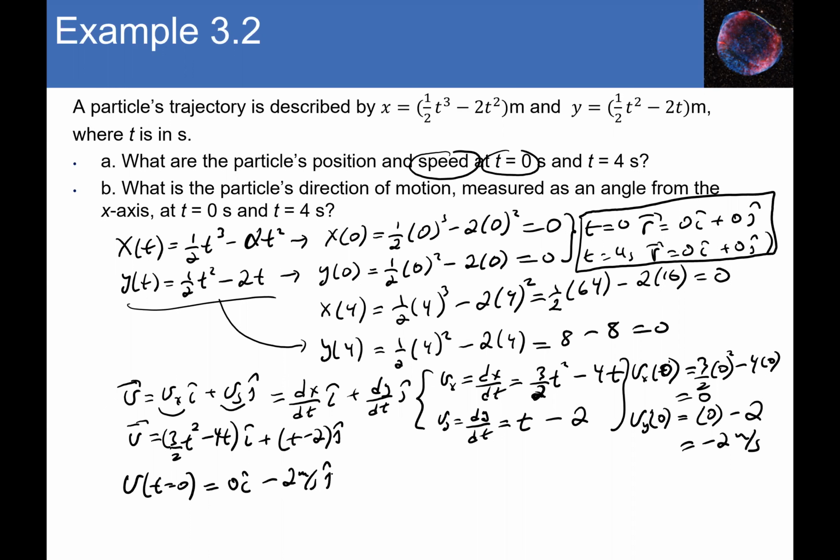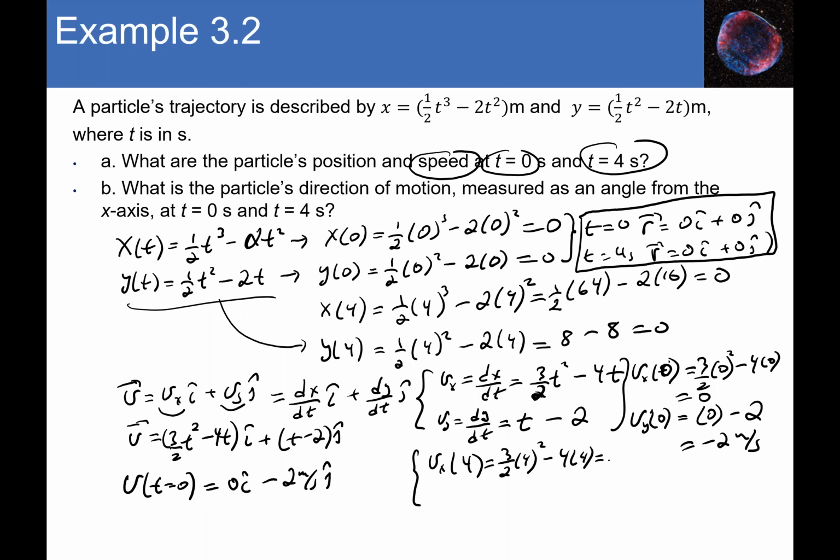That means we start at the origin, but there's a downward velocity. Okay, let's see what else we have. We want also t equals 4 seconds. So do it a similar way. Vx when t equals 4 seconds equals, so now I do 3/2 times 4 squared minus 4 times 4. That's basically for the x component.